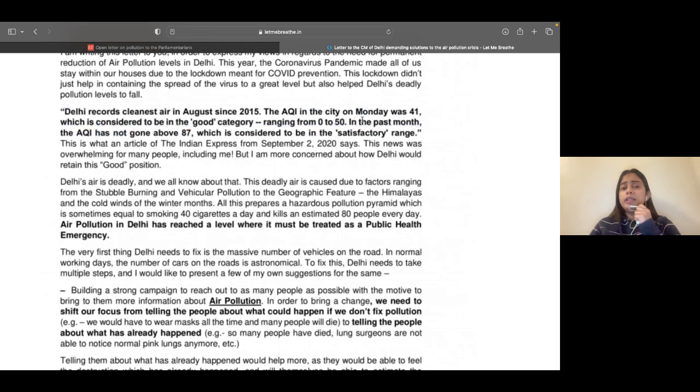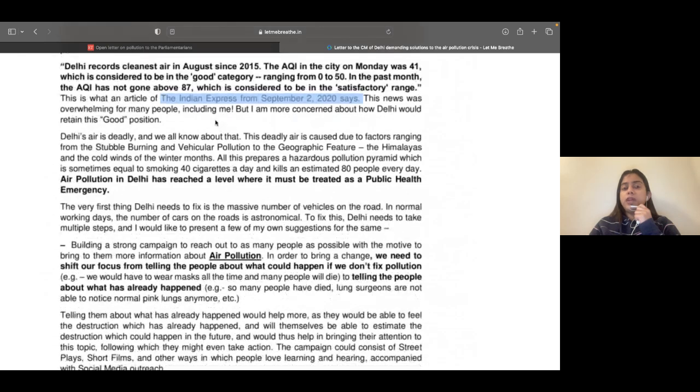The AQI in the city on Monday was 41, which is considered to be in the good category, ranging from 0 to 50 in the past month. So this particular site quote helps in providing proof to what has been suggested by the writer in this letter. So the writer gives this quote and also states that this is from the Indian Express, dated so and so.